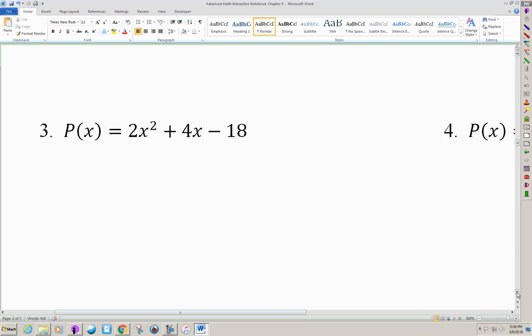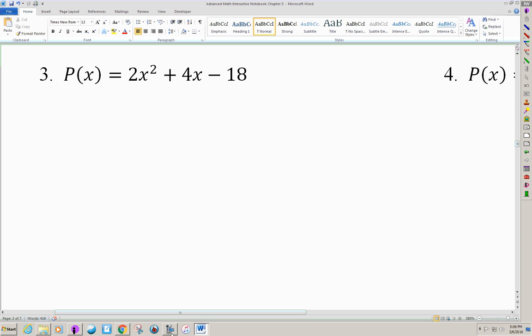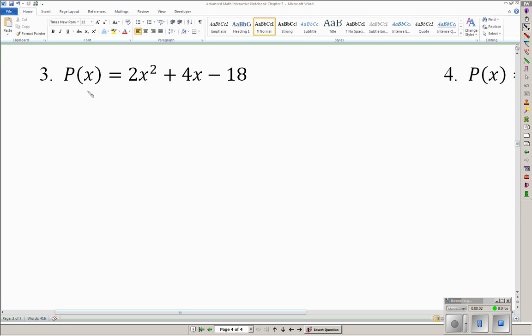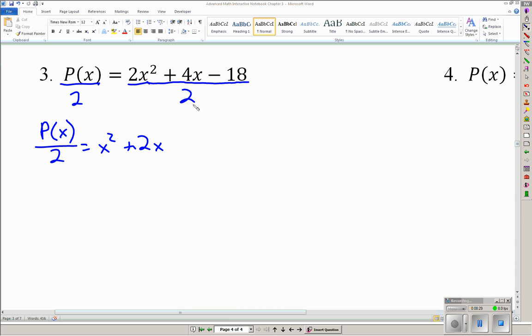Now let's see what happens when a is something other than 1. Here, a is 2. So let's start by dividing both sides by 2. Now over here, we're going to have p of x divided by 2. Divide each term by 2. 2x squared divided by 2 is x squared. 4x divided by 2 is 2x. Negative 18 divided by 2 is negative 9.